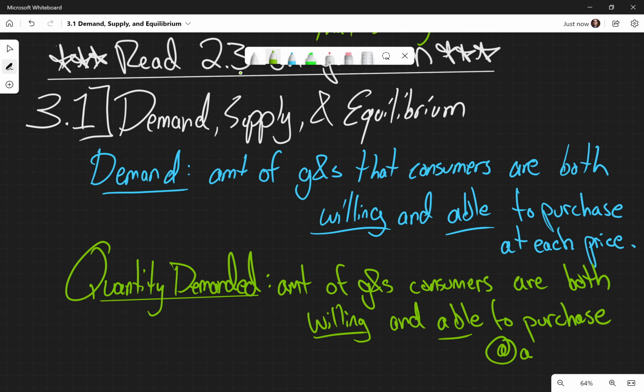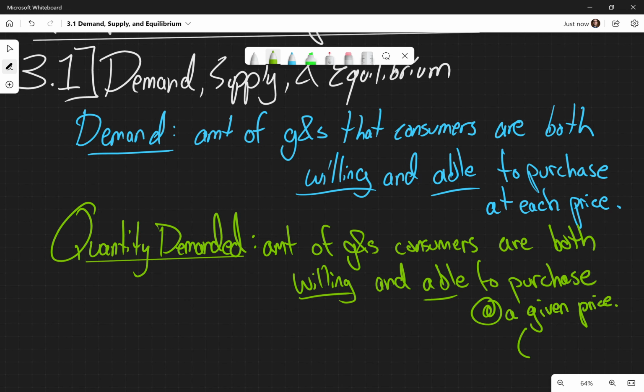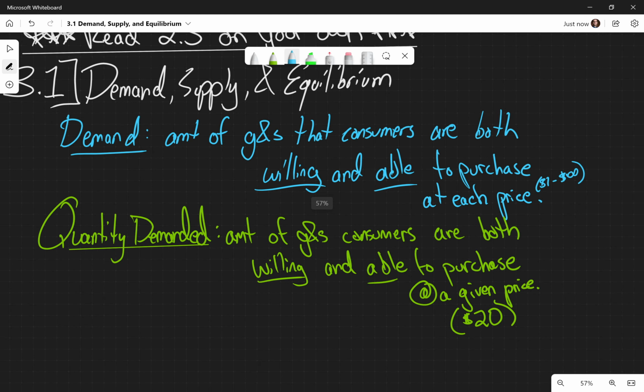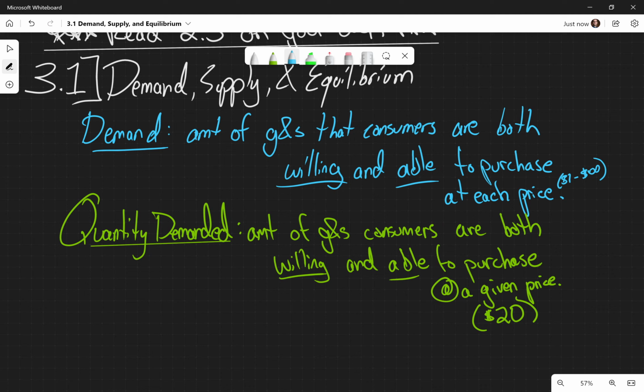So quantity demanded would be, for instance, for when the good is $20. The demand has to do when the good could be $1 to, essentially infinity, right? So demand is the full range of the price. The quantity demanded is a specific point along the demand curve. This should all be clearer once we graph it out.